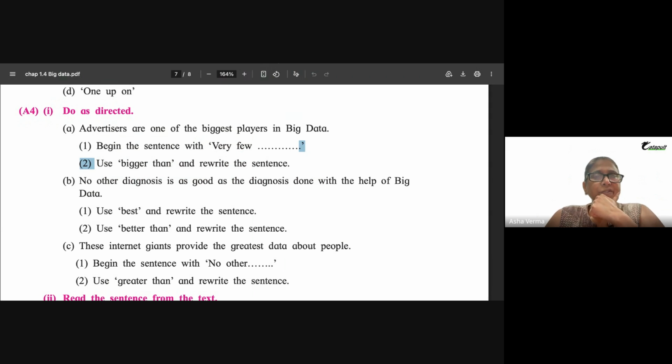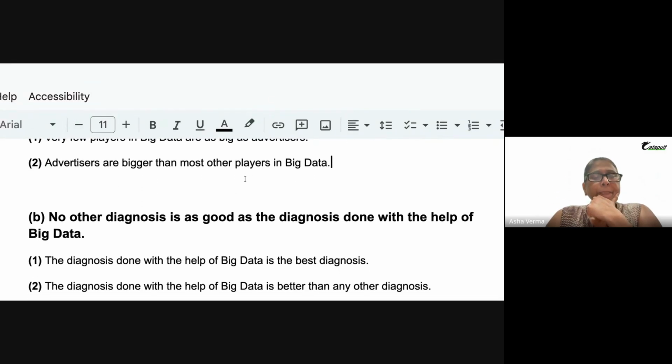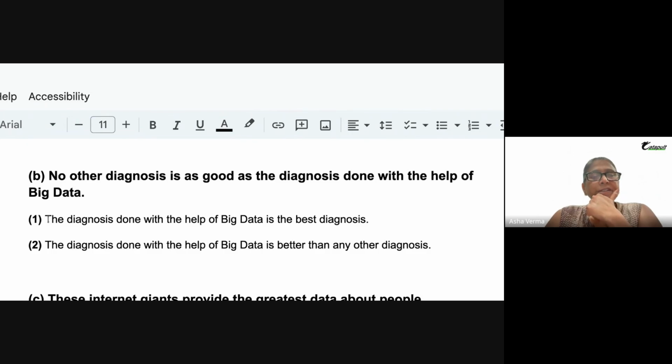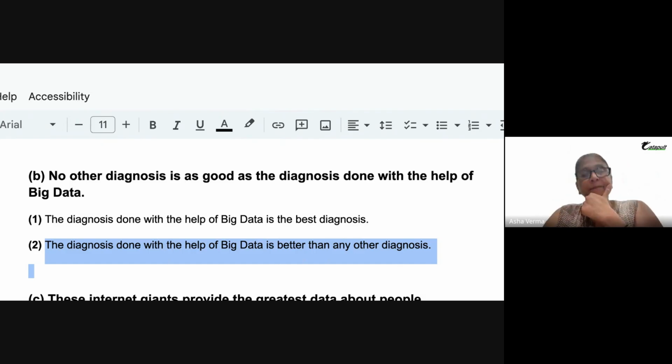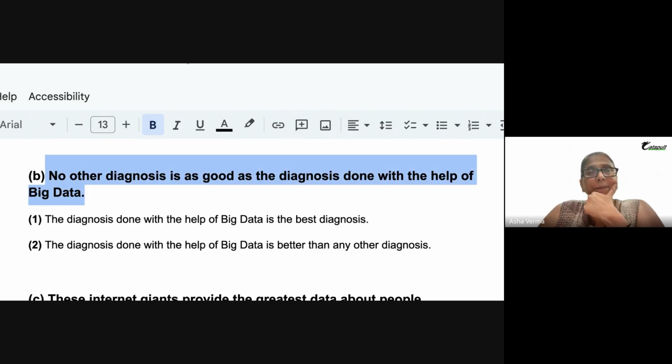Let's look at the second question. No other diagnosis is as good as the diagnosis done with the help of big data. Use best and rewrite the sentence, and then use better than and rewrite the sentence. So best will be: the diagnosis done with the help of big data is the best diagnosis, and the diagnosis done with the help of big data is better than any other diagnosis, right? So we've used best and better than to say the same thing. Okay.